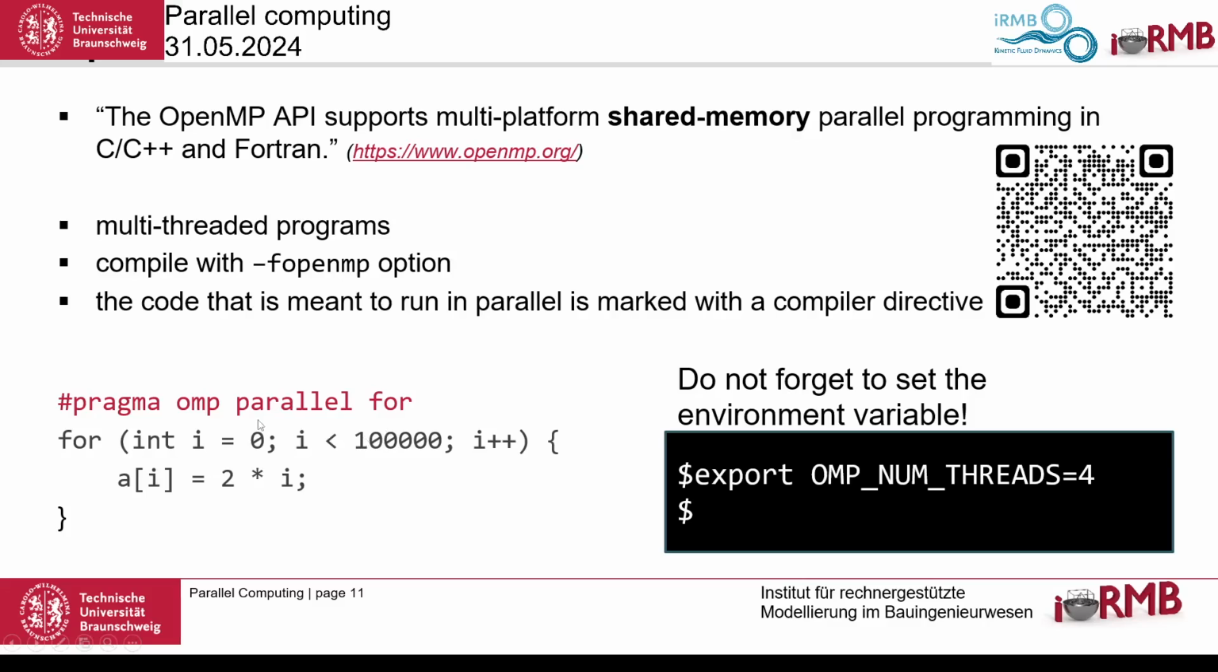So what you do is you tell your compiler that you would like to have a certain loop run in parallel. Of course, you have to make sure that your loop can run in parallel, that it's not dependent on its outcome later. And for this to work properly, we have to specify an environment variable. We come to this in a minute.